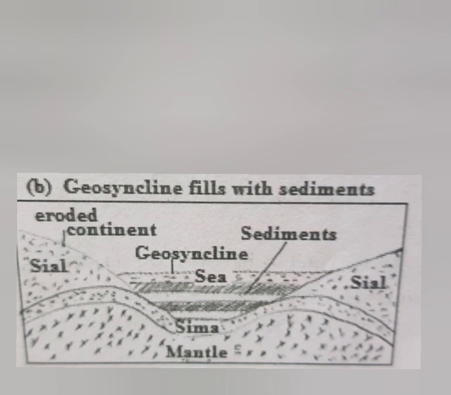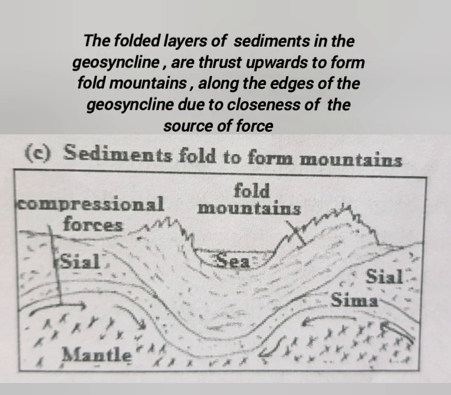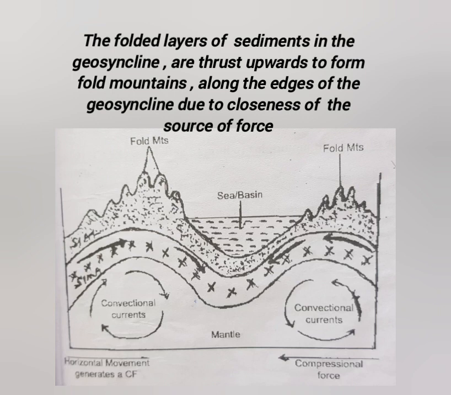Then the third step, further subsidence of the geosyncline triggers off compressional forces, which cause sediments to fold. The folded layers of sediments in the geosyncline are thrust upwards to form fold mountains along the edges of the geosyncline due to closeness of the source of force. So our third diagram will be showing sediments that have undergone folding and now they have formed the fold mountains. And we are saying that the fold mountains will be formed at the edges of the geosyncline. Why? Because they are closer to the source of the compressional forces.